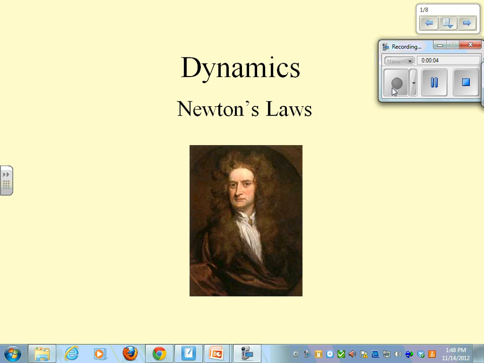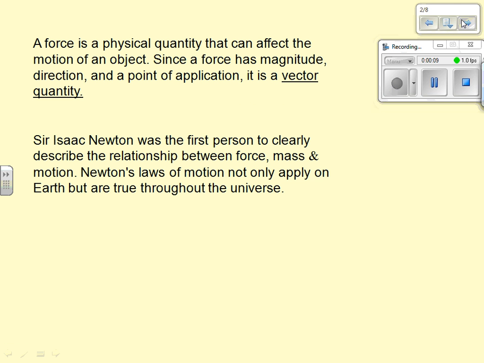Okay, so Newton's laws, the start of dynamics. So a force is a physical quantity that can affect the motion of an object. Does a force always cause motion? No. Pushing the filing cabinet, no motion, right? So a force isn't always necessarily going to cause motion. It has a magnitude, direction, and a point of application, therefore it is a vector quantity. Out of all that, what do you need to know? Forces are vectors. That's all you need, really, right?